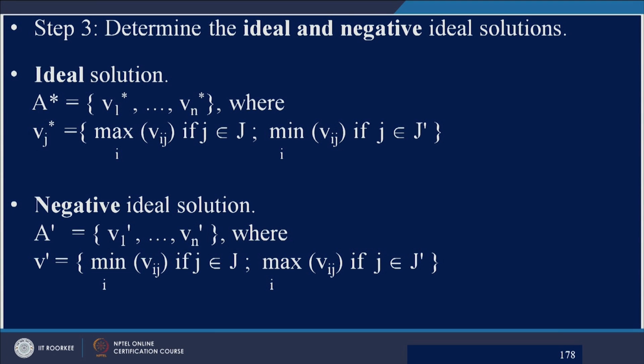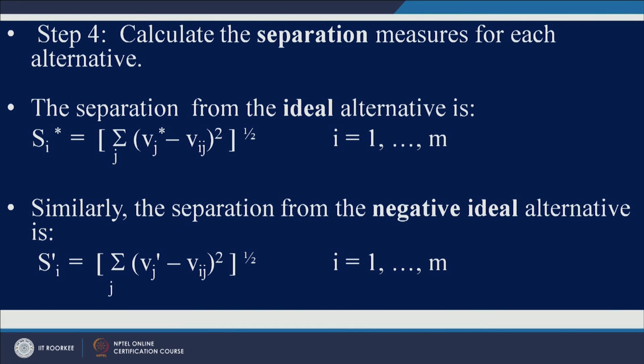The third point is determine the ideal and negative ideal solution. As I said, what is ideal solution? Ideal solution is a solution where all the attributes are at their best levels, and negative ideal is just opposite to ideal solution. So, these two solutions move in exactly opposite direction. Calculate the separation measures for each alternative. So, we will calculate separation measures for ideal solution as well as for negative ideal solution. In fact, these things would be clearer when I will teach you an example.